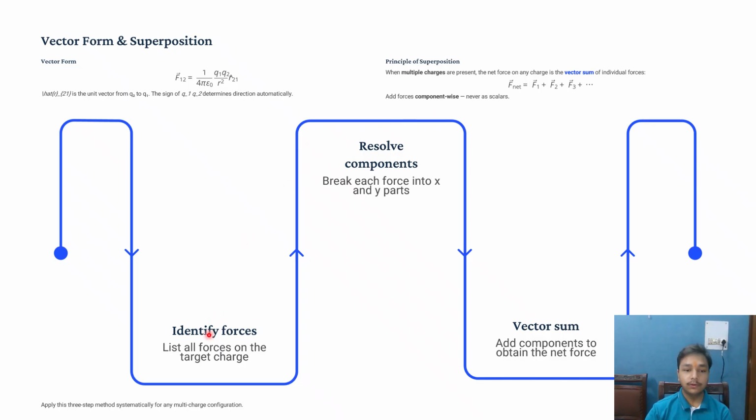So the first step would be identifying the forces. We will list all the forces on the target charge. Then we will resolve their components, breaking each force into x and y components, and then we will take their vector sum, that is, we add the components to obtain the net force. So you should apply this three-step method systematically for any multi-charge configuration.